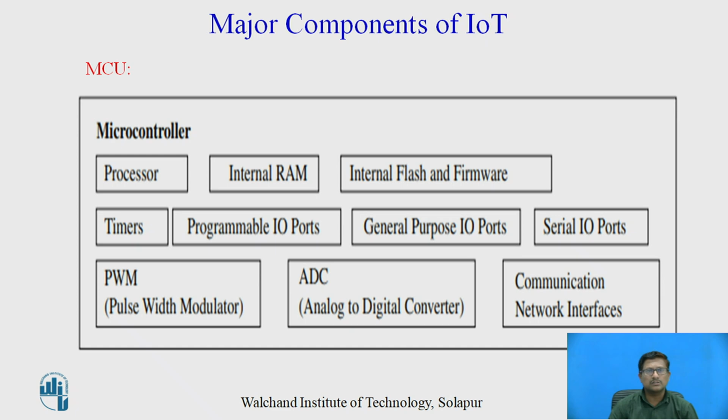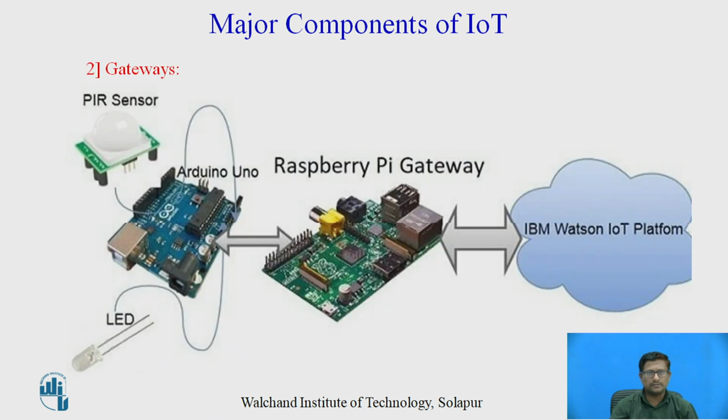Each has different peripherals, internal peripherals and external peripherals: memories, internal RAM, flash memories, serial IO ports, then the ADC, analog to digital converter, communication network interfaces, timers, programmable IO ports. These are the different peripherals on the microcontroller unit.